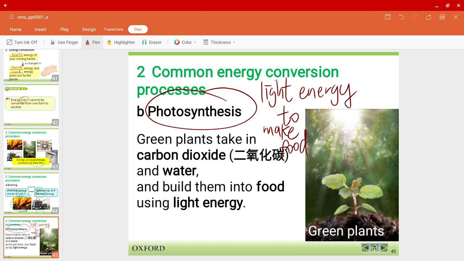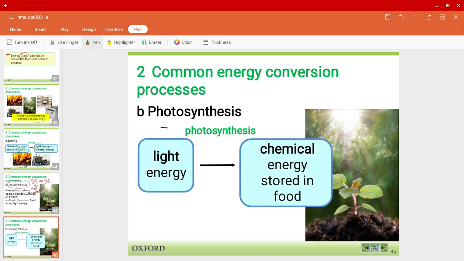Okay, so just to keep things simple, we'll talk more about photosynthesis when you go to Form 2. Green plants absorb light energy and convert it to chemical energy. So in this process, light energy is converted to chemical energy.